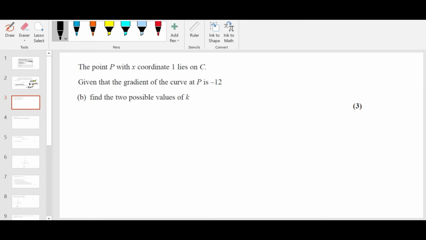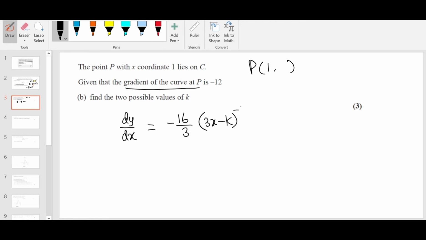Let's move on to part B of the question. The point P with x coordinate 1 lies on C. A point P with x coordinate 1, we don't know the y coordinate. Given that the gradient of the curve at P is minus 12. To find the gradient of the curve at P, you need to take the first derivative of y, which is negative 16 over 3 (3x minus k) power negative 2. In this first derivative, replace x by the x coordinate of the point.